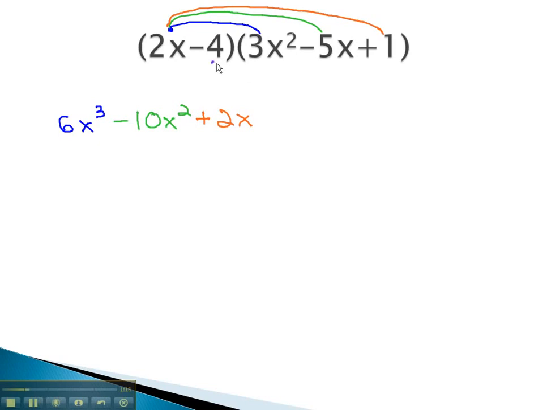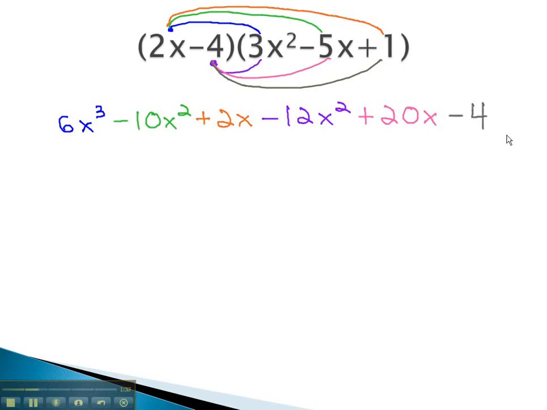Now we can distribute the negative 4 through the other polynomial. Negative 4 times 3x squared is negative 12x squared. Negative 4 times negative 5x is positive 20x. Finally, negative 4 times positive 1 is negative 4.